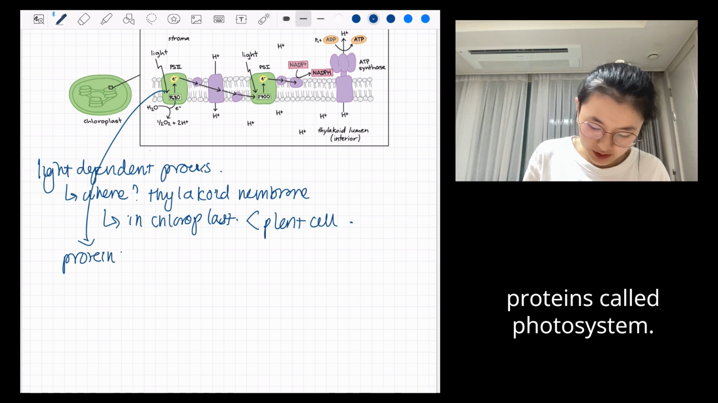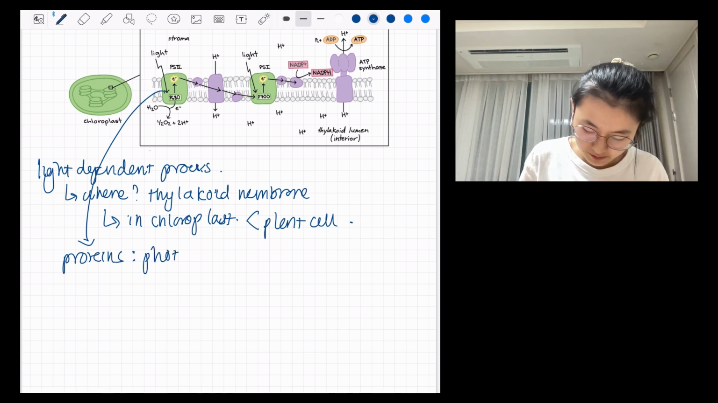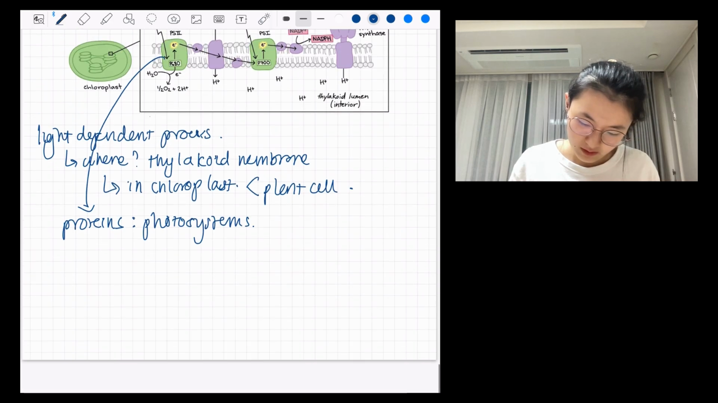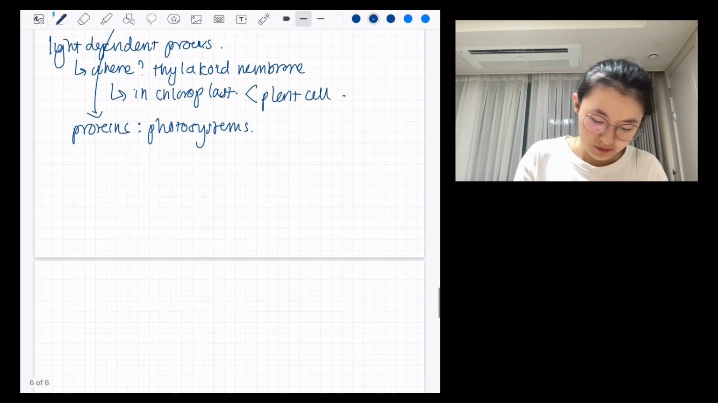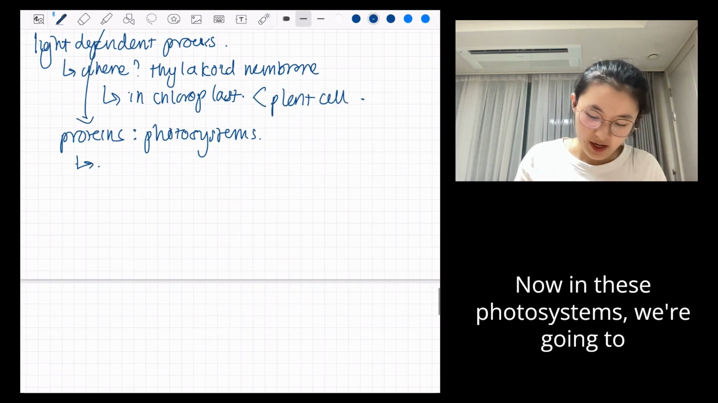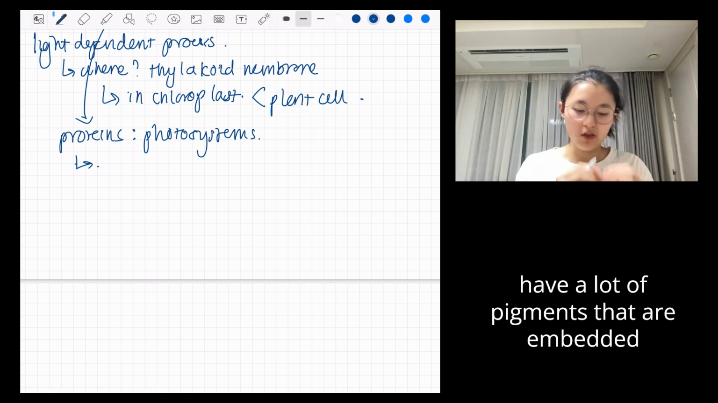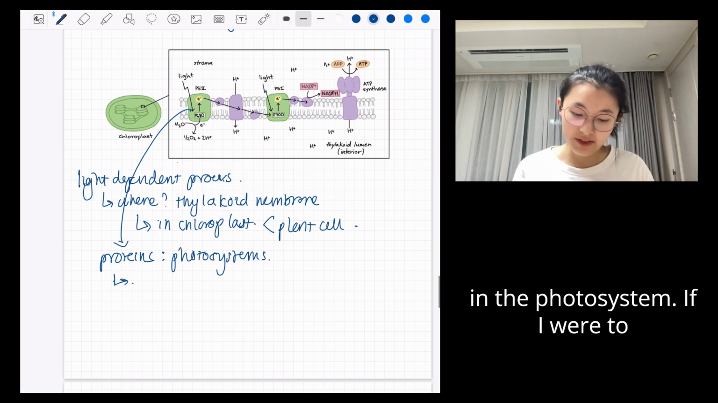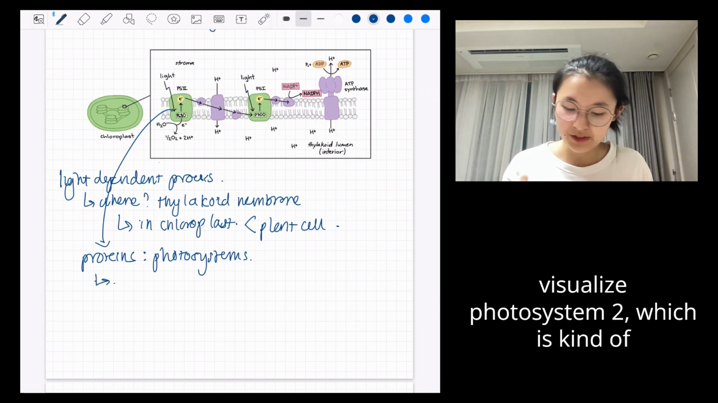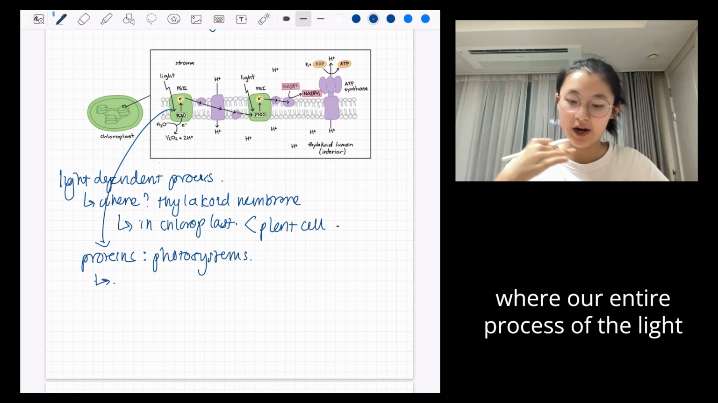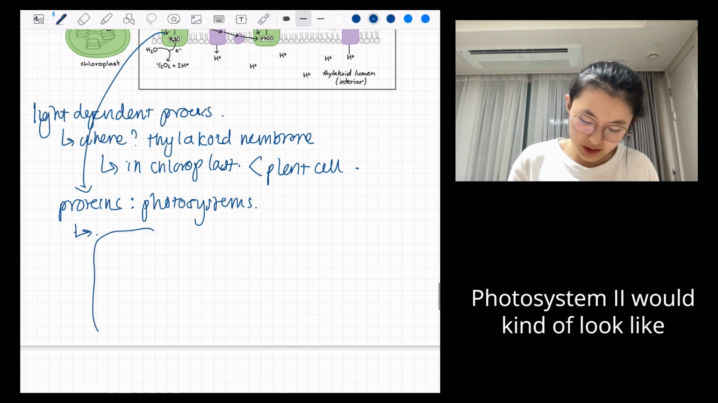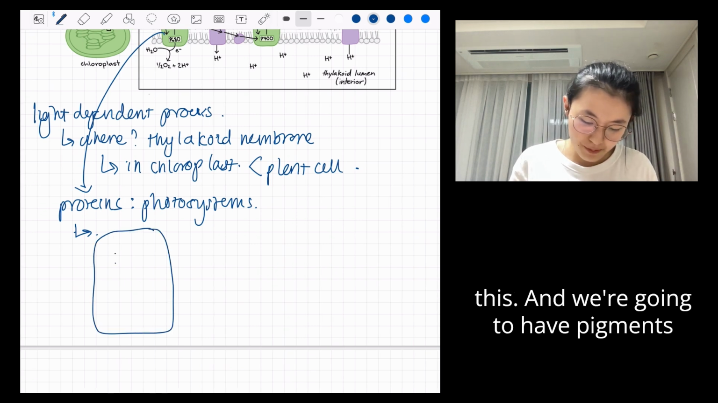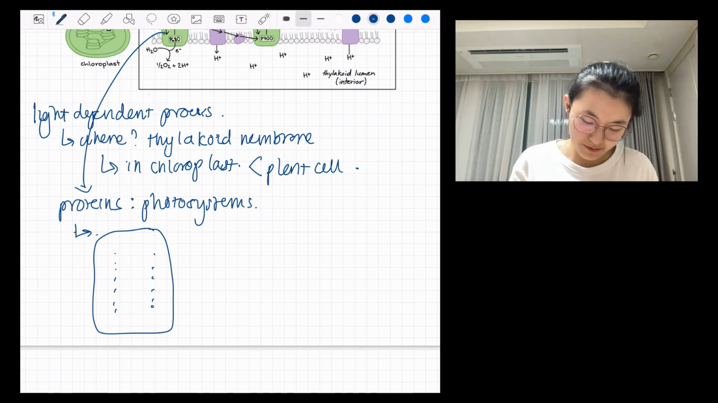proteins called photosystems. Now, in these photosystems, we're going to have a lot of pigments that are embedded in the photosystem. If I were to visualize photosystem 2, which is where our entire light-dependent process really starts, photosystem 2 would look like this. And we're going to have pigments embedded in the photosystem.